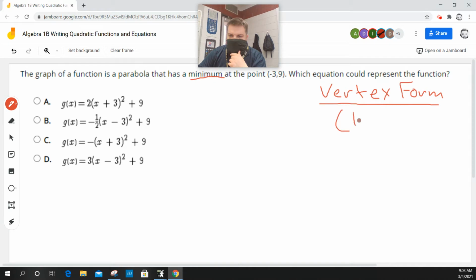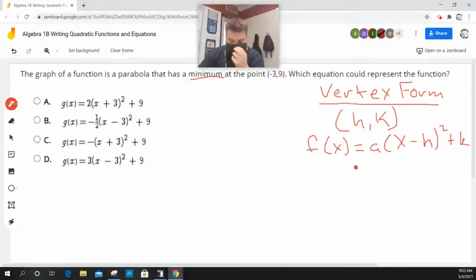Well, the vertex is h comma k. That's how we know what the vertex is. And then it looks like this. It's f of x is equal to a. Now, the a positive negative thing still applies. If a is positive, it opens up. If a is negative, it opens down. And then that's x minus h squared plus k, where h and k are the vertex. So let's jot that down. If a is greater than 0, opens up.